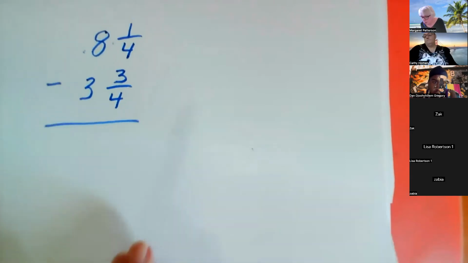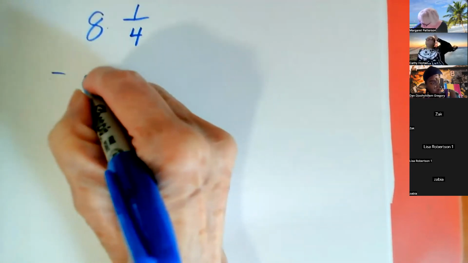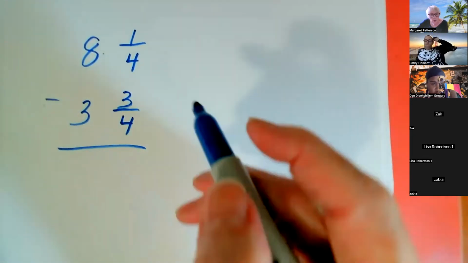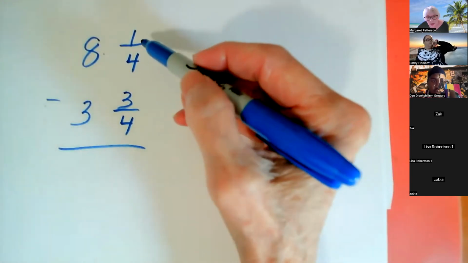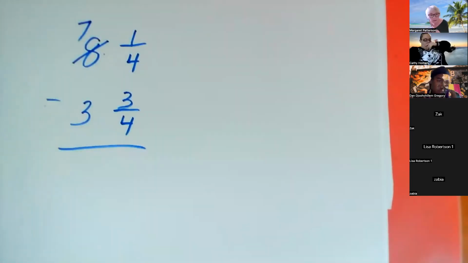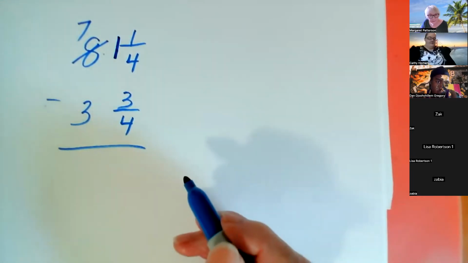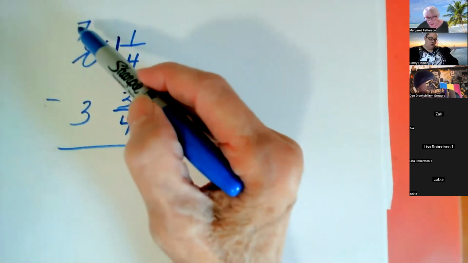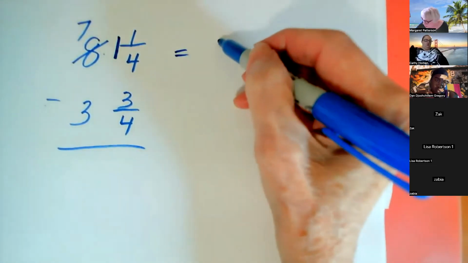Somebody showed me something cute, and you may like this. I want to rewrite the problem so I have a little more space. 8 1/4 subtract 3 3/4. Somebody taught me this. They learned to do it this way. You don't have enough, do you? No. So you borrow 1 from this, fine. But the one you borrow, they put here. Now this is now 7.